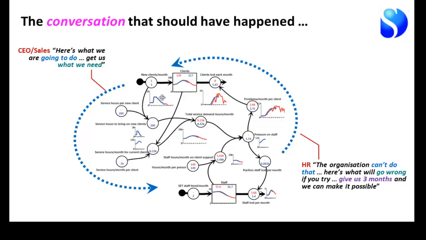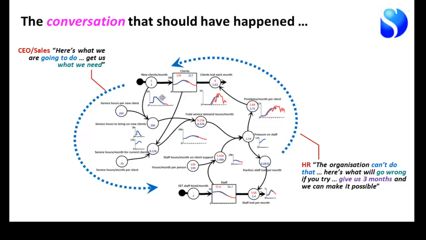So the second part of the conversation should have been, the organisation can't do that. Here's what will go wrong if you try. But give us 3 months, and it will be possible. Because in those 3 months, what will we do? We will hire and develop the capacity to be able to take this on when the guy presses the sales button. So it's not just a question of how much to do, it's how much to do when, and how to keep changing that, because the world is constantly changing, right?